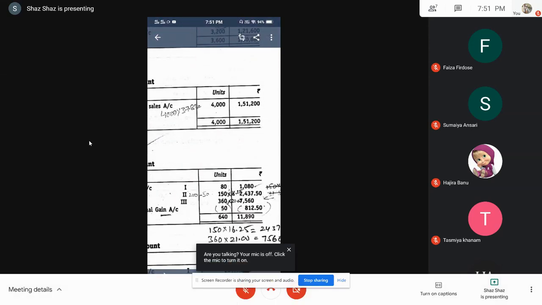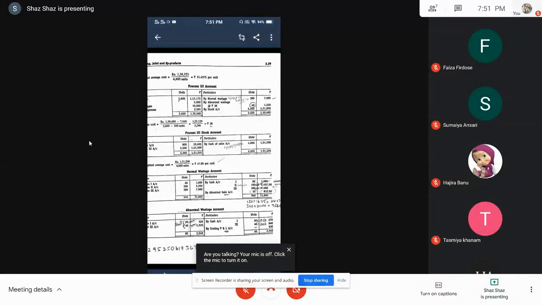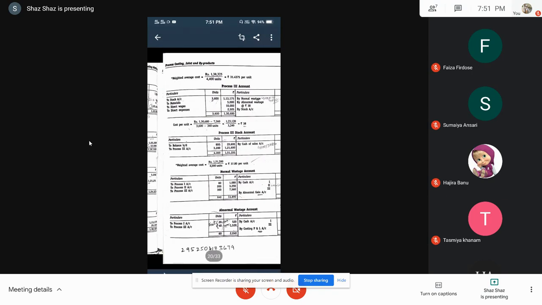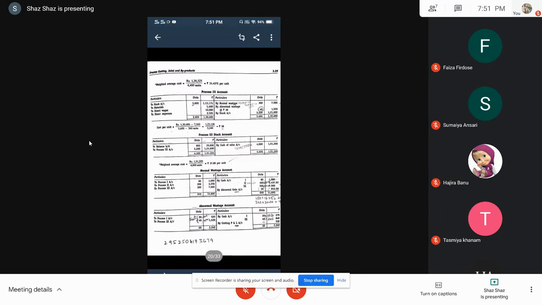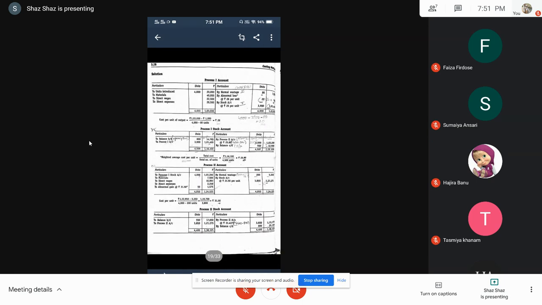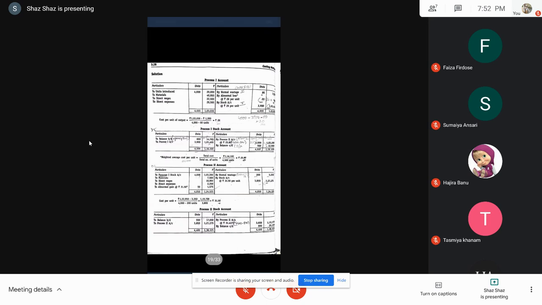2437.50. Is it clear? Same thing you have to do it for process 3 also. Now, what is there in process 3? Process 3 or process 2, yeah. 360 is there, okay? So in process 3, process 2 is done, we have done process 2. So this is process 2 stock account.